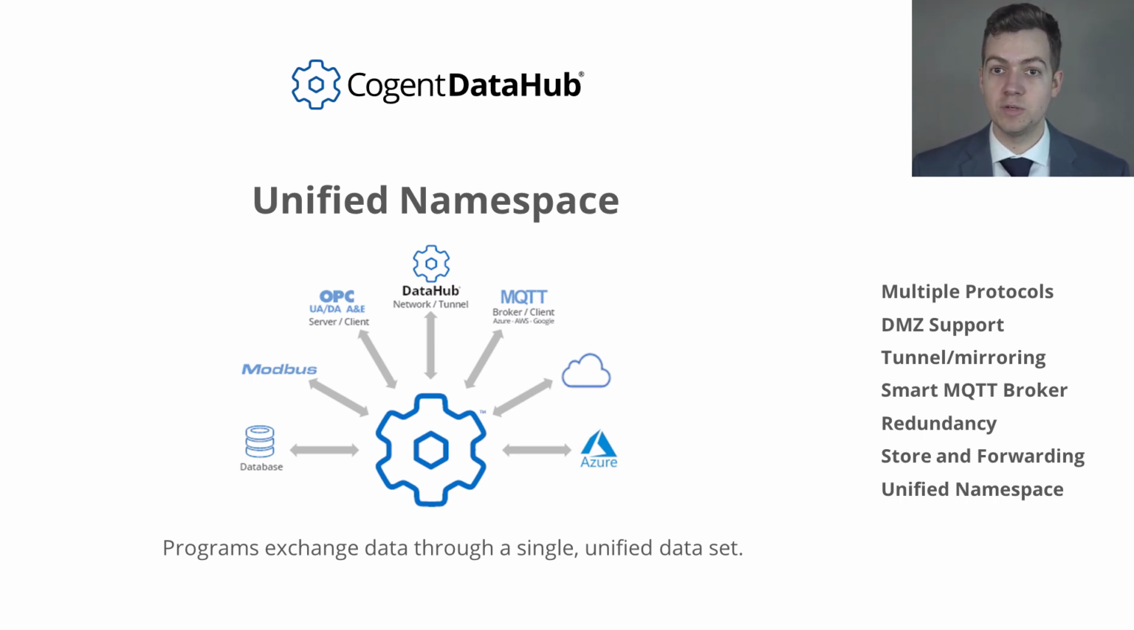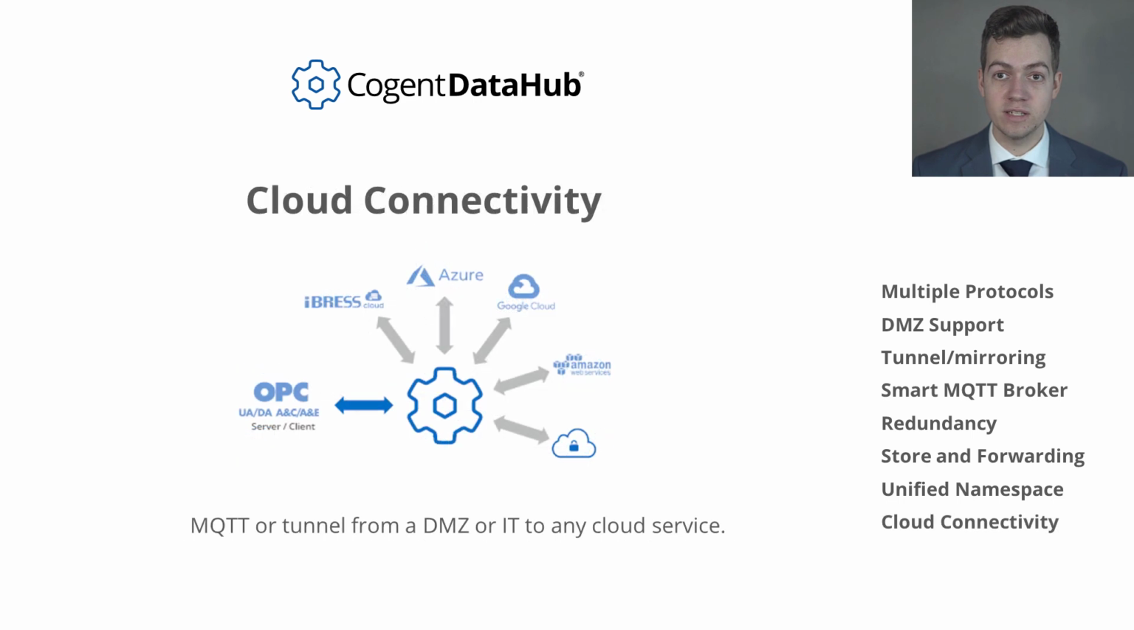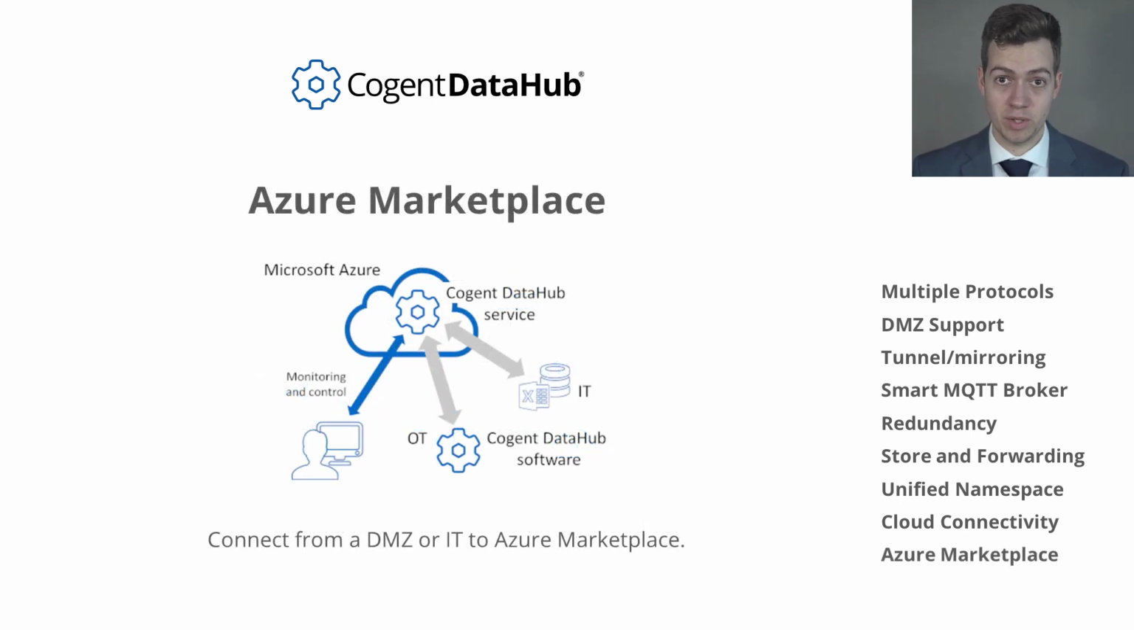And finally, to move data seamlessly from OT or IT to the cloud, you can configure MQTT or tunnel connections from a DMZ or IT to any cloud service. Using Cogent DataHub service for Azure on the Azure Marketplace allows you to securely acquire, monitor, control, consolidate, and share your live process data from there.